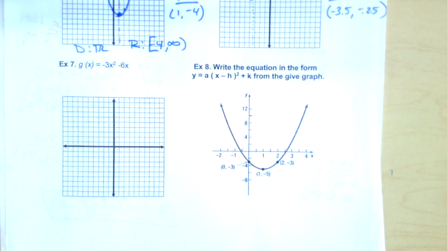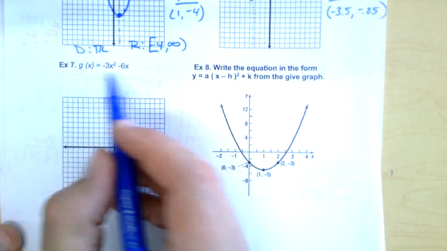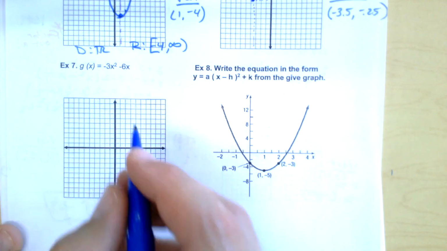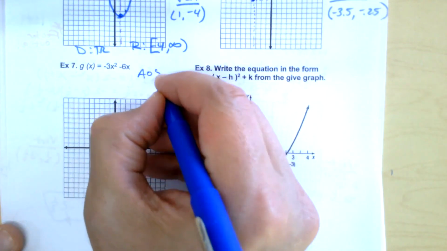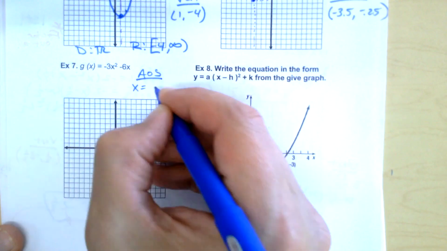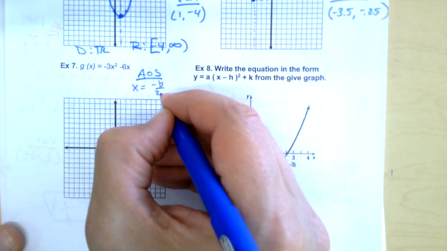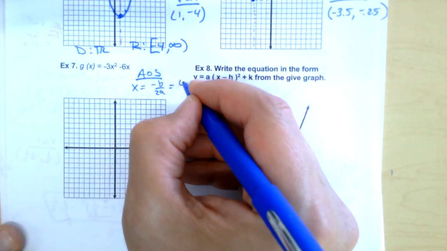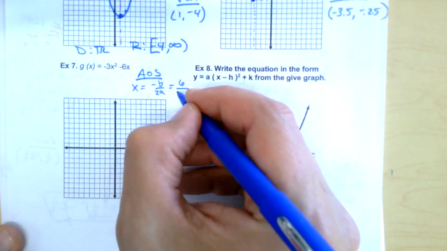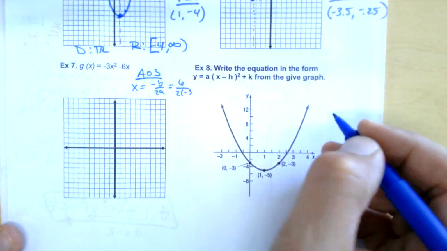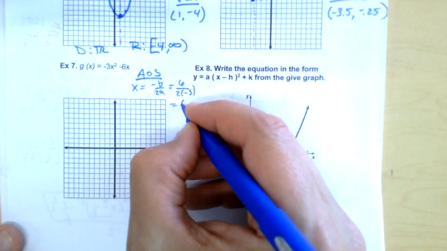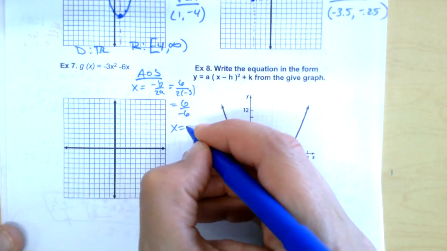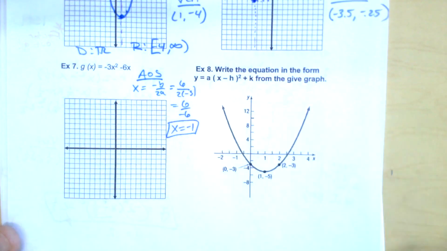As I take a look at number 7, I've got a nice pretty function here. I've got g of x equals negative 3x squared minus 6x. Again, I'm going to use my AOS formula. I've got x equals negative b over 2a. In this case, I have the opposite of negative 6, which is 6, over 2a, that's 2 times negative 3. So if I simplify that, 6 over negative 6, I get an AOS of x equals negative 1.